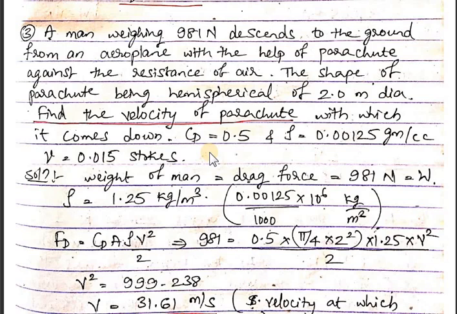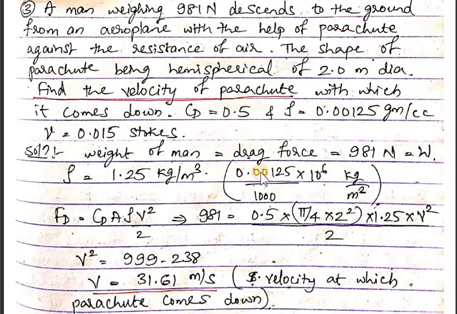Now in this problem, we are going to convert the density into kg per meter cube. The conversion is given here. We are converting cc into meter cube first, so we multiply by 10 raised to 6. Then we convert grams into kg, so we divide by 1000. Like this we convert to kg per meter cube.